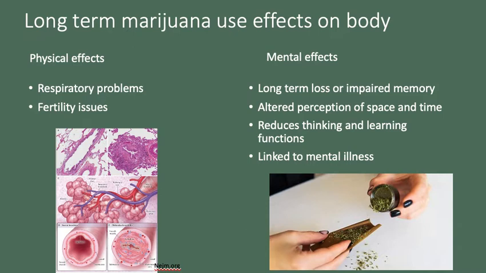And for mental effects, it can cause long-term memory problems, and it alters a person's perception of space and time, and it is also linked to mental illness. People with schizophrenia are more at risk due to the hallucinations that marijuana can cause on its own.